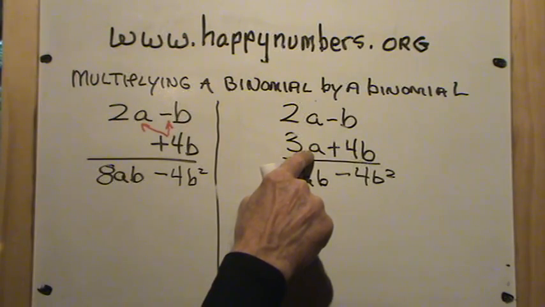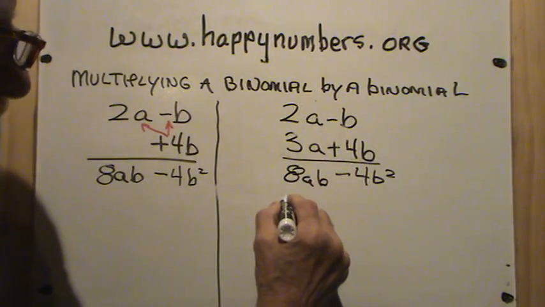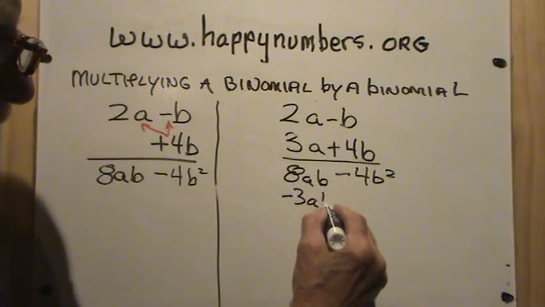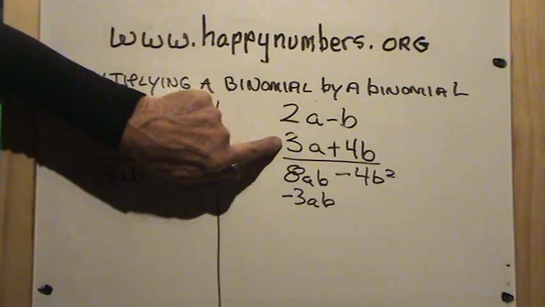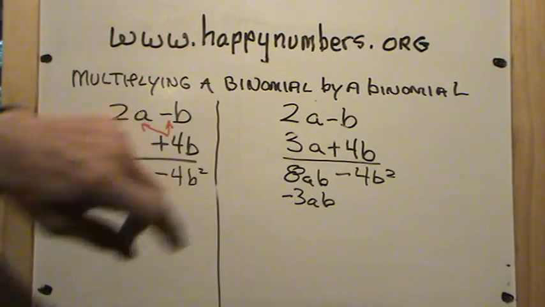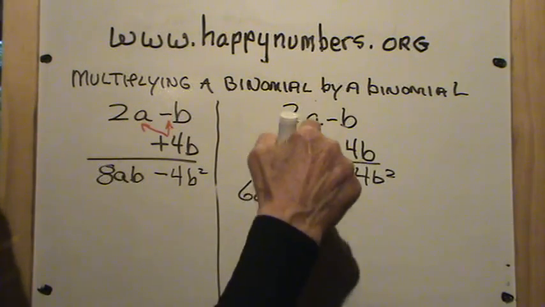Now I go to this term in the bottom binomial and I multiply both terms in the top binomial. So positive 3a times a negative 1b gives me a negative 3ab, and a positive 3a times positive 2a gives me 6a squared. So it's a to the first, a to the first.